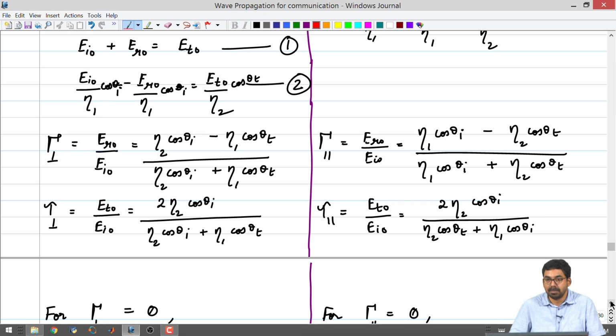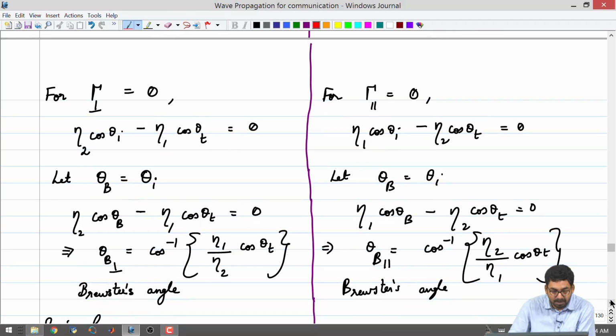There are subtle differences between the two. For the perpendicular polarization, when we talk about electric field reflection coefficient, 1 plus gamma perpendicular is equal to tau perpendicular, but for the parallel polarization case, 1 plus gamma parallel is not equal to tau parallel. You will have to use some other expression.